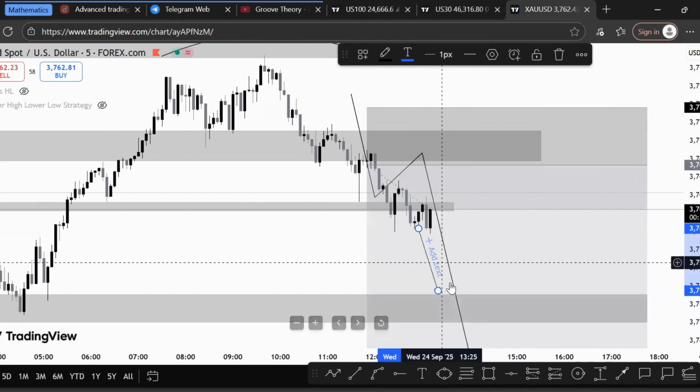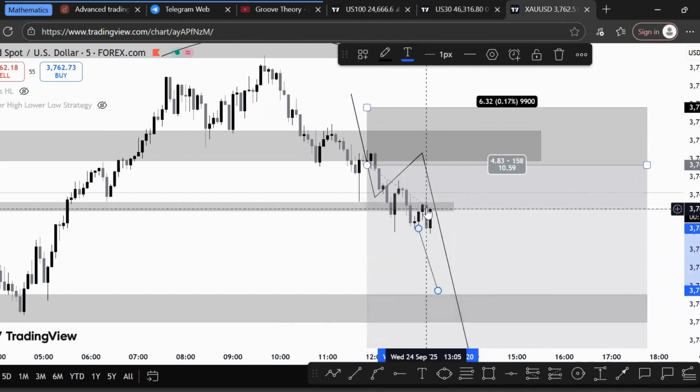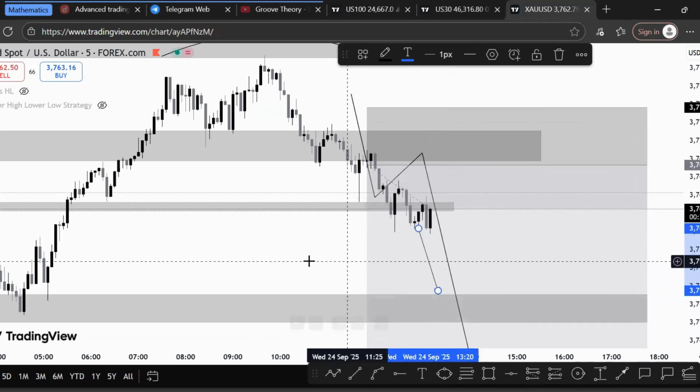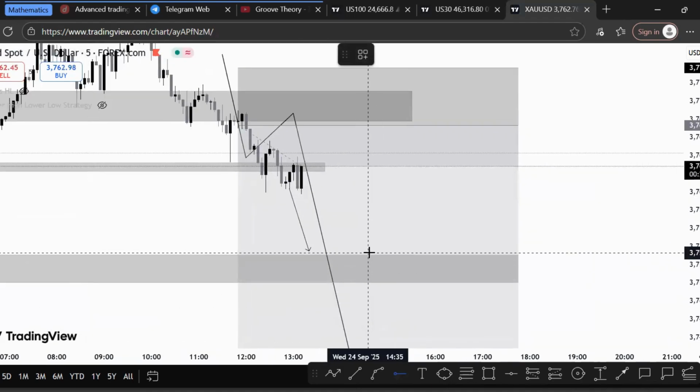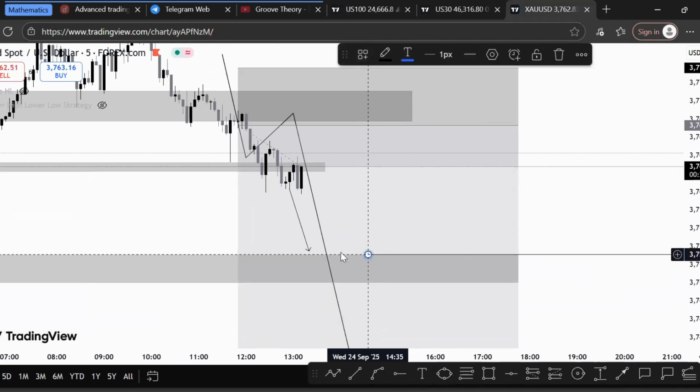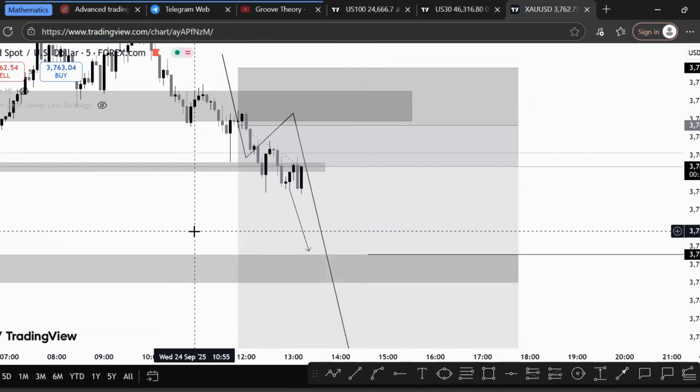I want to see it continue to go down from this level. As you can see, it broke below, came to retest, giving us probably a lower high, and then I want to see it continue to push to the downside, at least until this level, the 3,753 level.